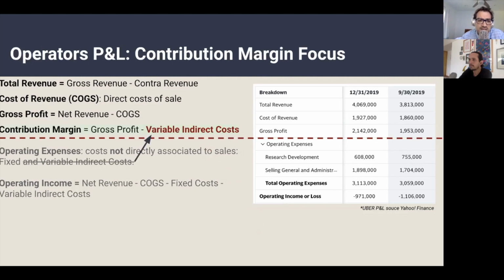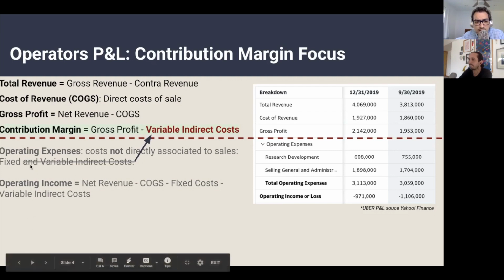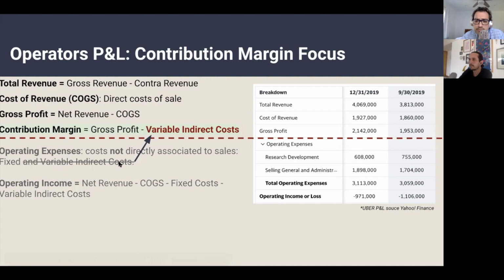What we're going to talk about is the operator's P&L, which is contribution margin focus. So you might notice that we took out these variable indirect costs that were previously below the line, and now we've moved them up above the line, right? So this is when you may hear the terminology, well, you should probably put those costs above the line, not below the line. That's what this line is.